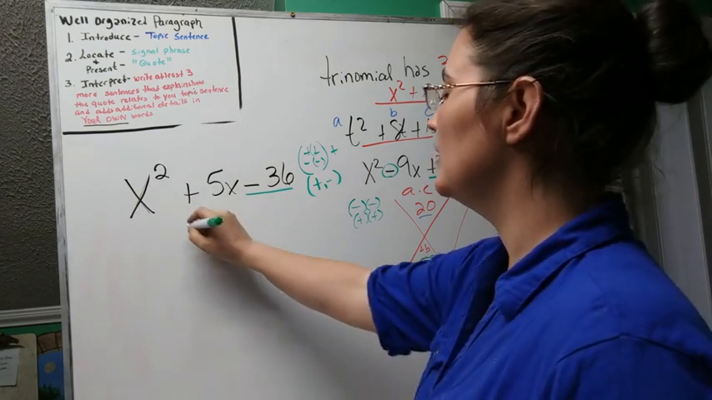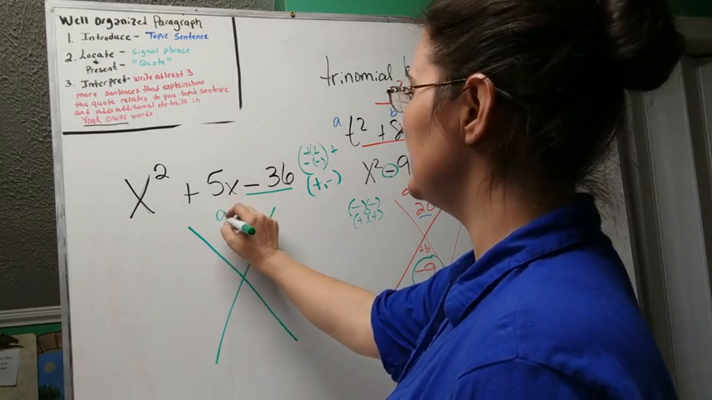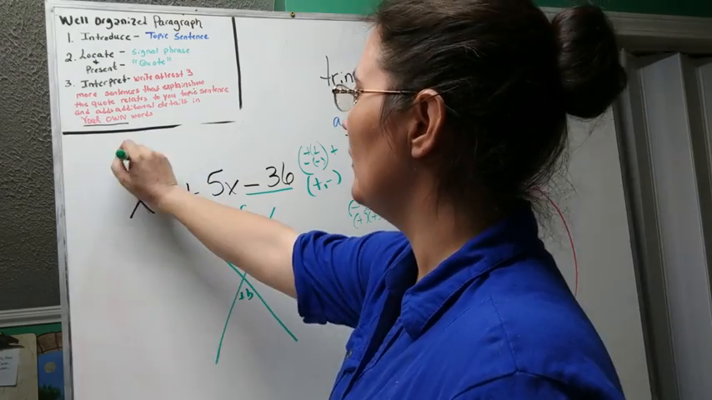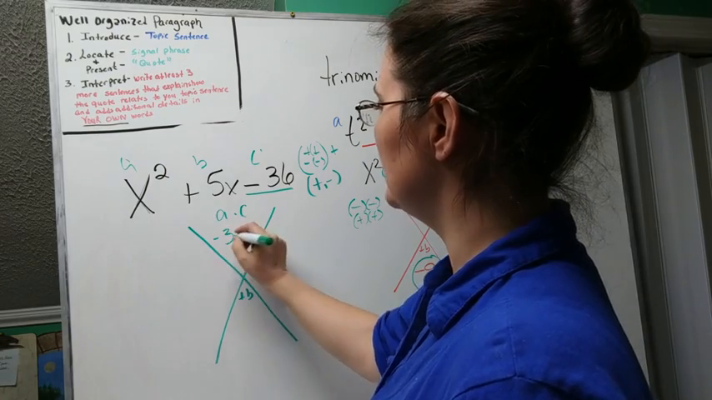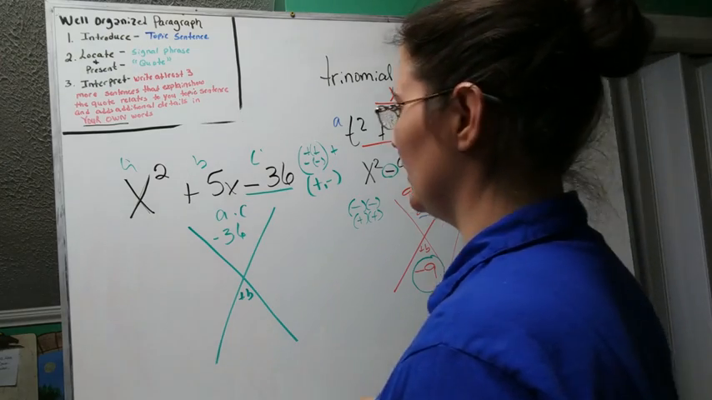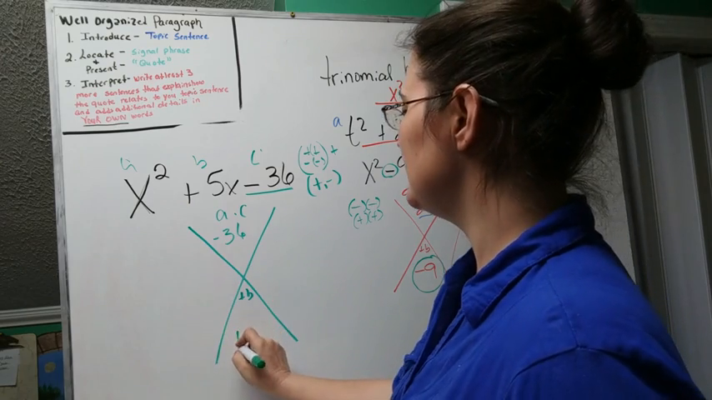Okay? So, if we look at our box here, we have a times c plus b. Okay? So, a, b, and c. So, we have 36, which is going to be a negative 36. This is very important you keep those signs right, okay? You miss the whole problem if you don't. And then we have a positive 5.